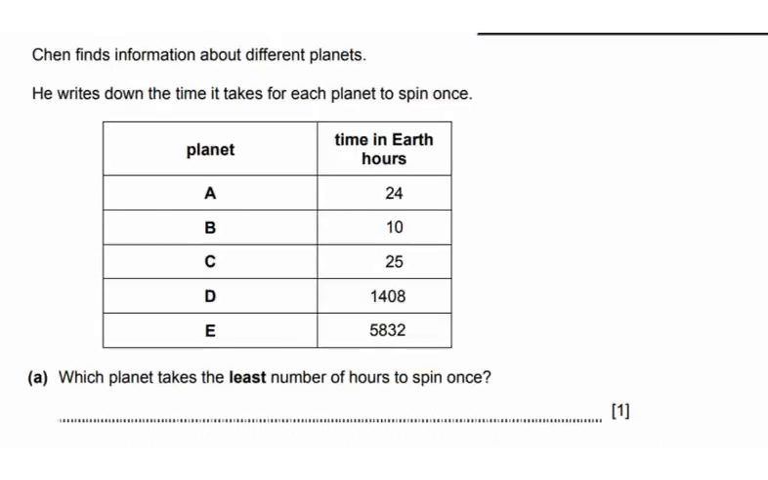A. Chan finds information about different planets. He writes down the time it takes for each planet to spin once. Planets A, B, C, D, and E, and time in Earth hours. Which planet takes the least number of hours to spin once? 10 seconds from now.